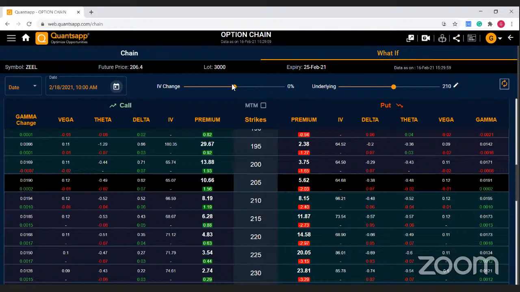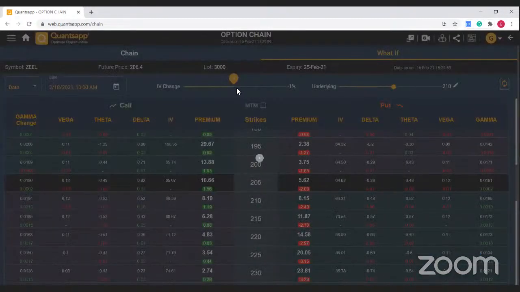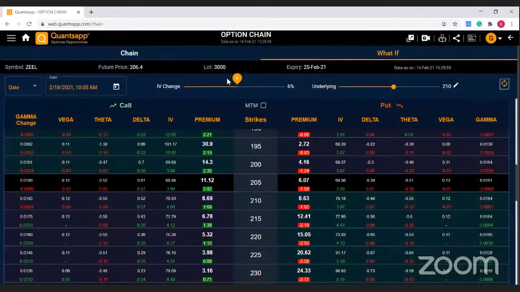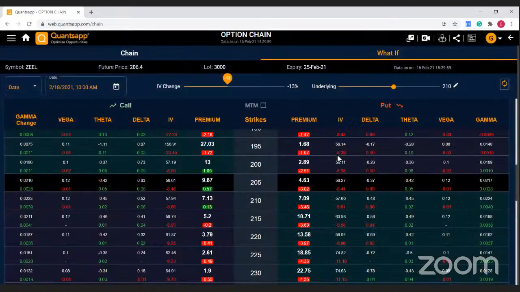And then the last, I can see if implied volatility increases, how the option premium is going to increase or decrease according to the change in IV. So I think this was a summary of using option chain and how we can analyze the option premium with respect to change in IV, change in time, and underlying movement. I think now you are clear with this point, that how we can use this tool to analyze any option chain.